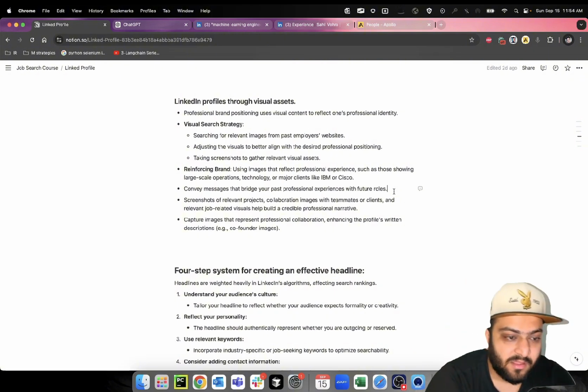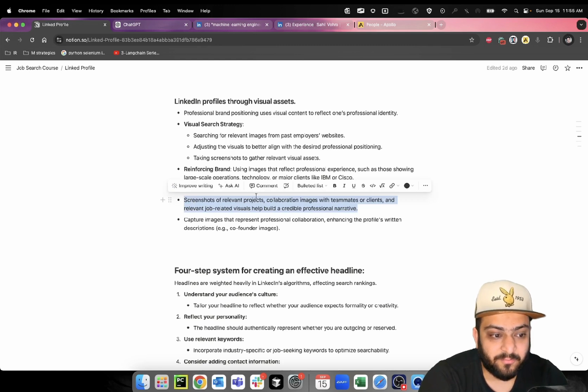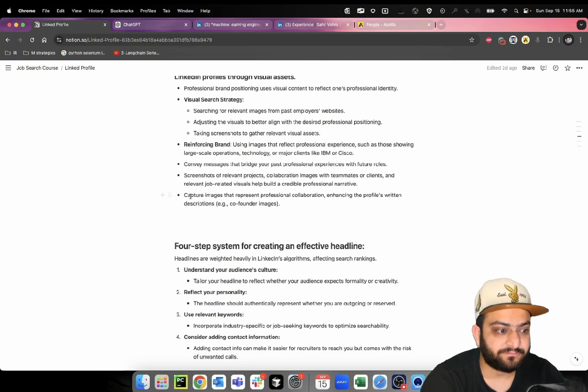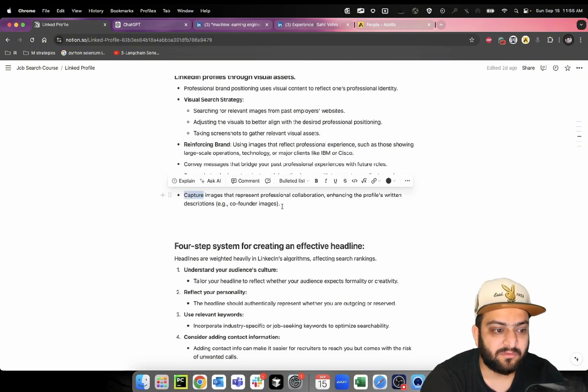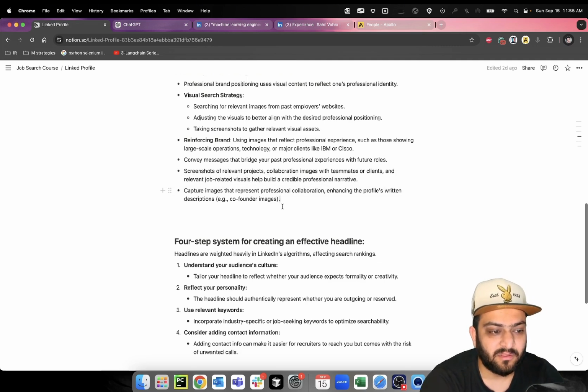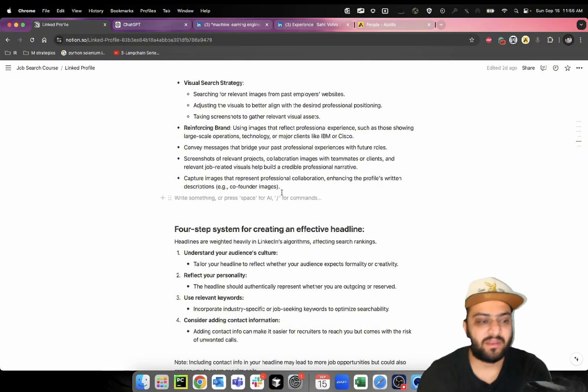So yeah, that's the thing. Screenshots of relevant projects, collaboration images, teammates or clients, and relevant job related visuals help build a credible professional narrative, right? Capture images that represent professional collaboration, enhancing the profile's written description. So yeah, for example, co-founder images and stuff. Yeah, so that helps as well. Cool.